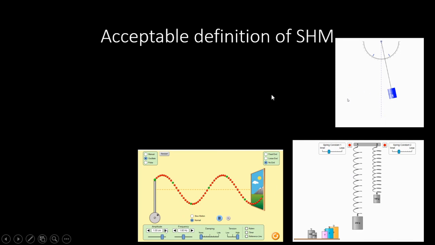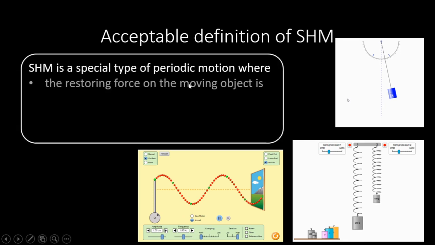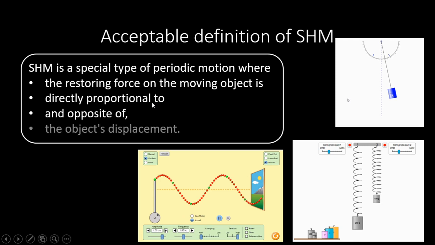Now we will move into the most acceptable definition of simple harmonic motion. That is the advanced definition of simple harmonic motion, but most appropriate, you should learn it. The most acceptable definition of simple harmonic motion is: it is a kind of periodic motion where the restoring force on the moving object is directly proportional to the opposite of the object's displacement. So here we are saying that a restoring force acts on the moving object.